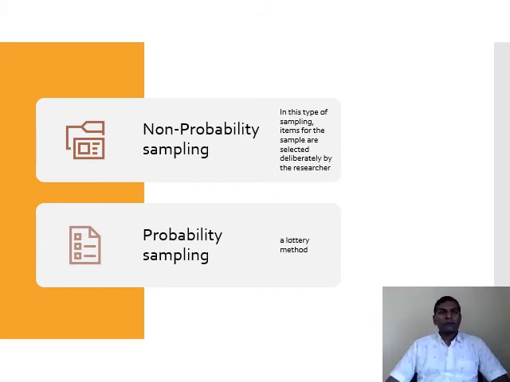In probabilistic sampling, once the data is collected, or we get the data from an already available organization, then a lottery method is used, or data will be randomly selected. So this selected data is further used for processing, and the result will be generated.